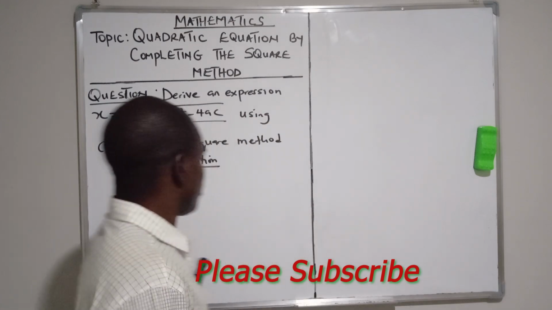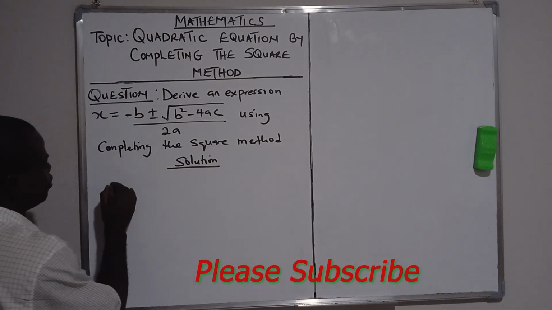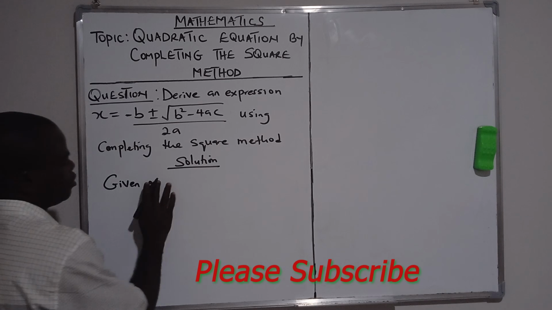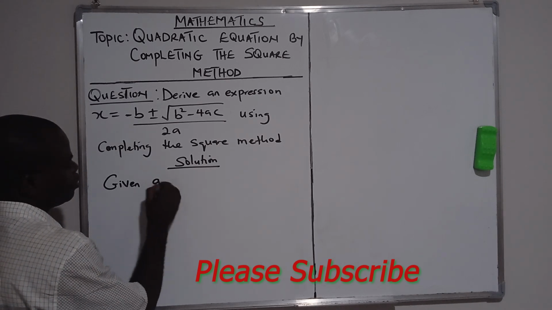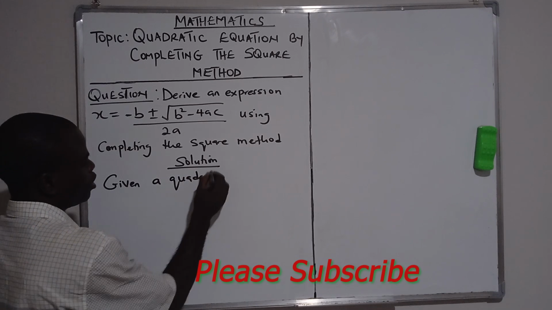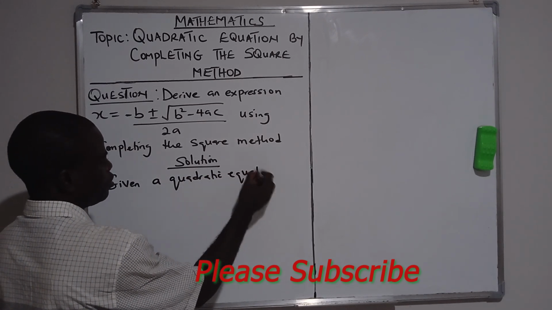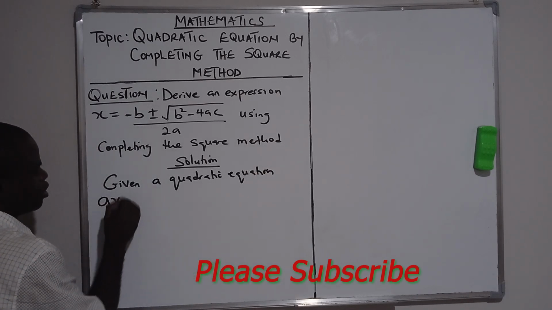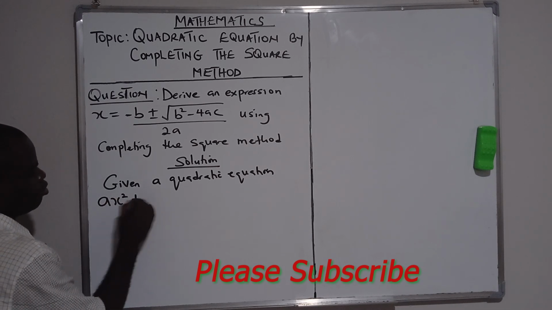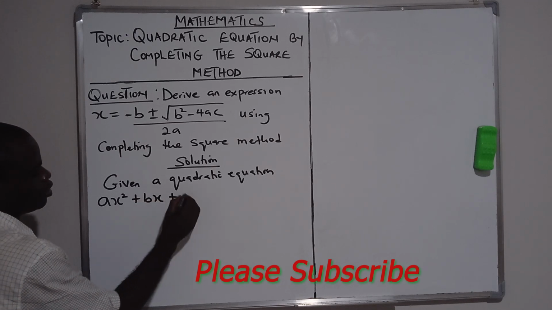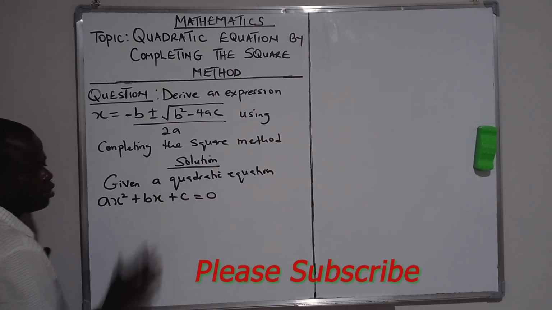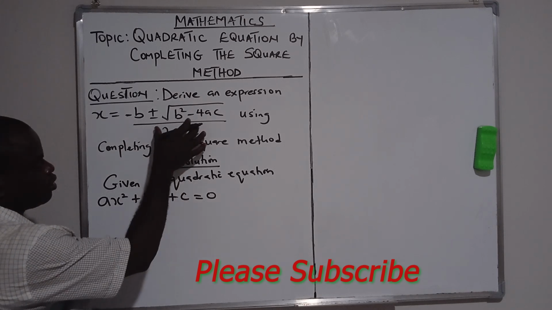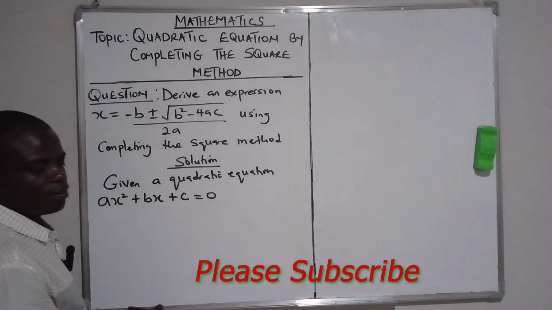Now let's see. You are given a quadratic equation, which is ax squared plus bx plus c equals 0. This is the quadratic equation that we're going to use to derive this expression that you're having here.